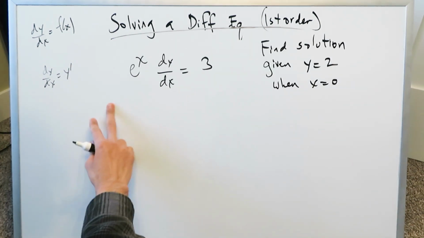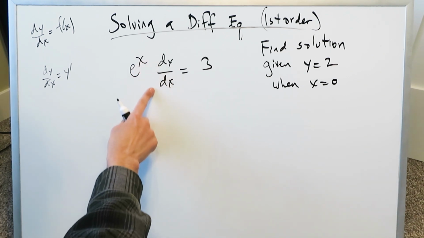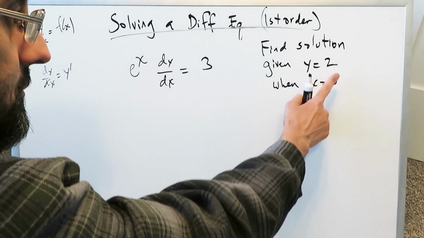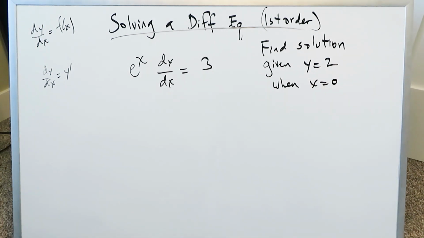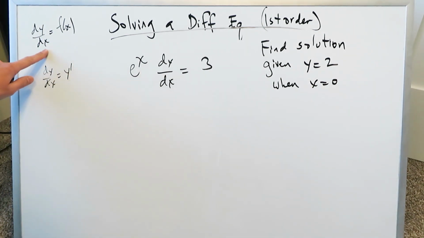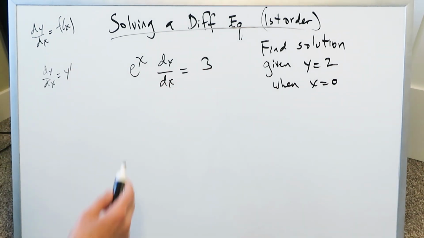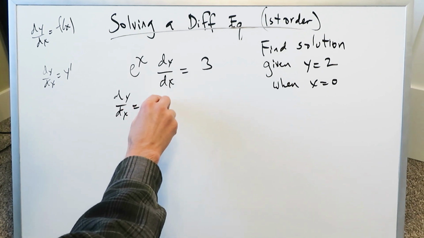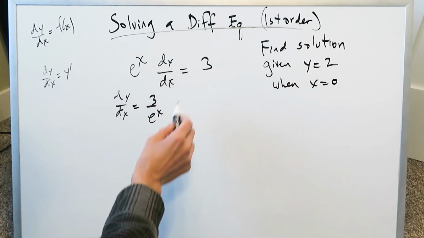We have this differential equation here, first order, e to the x dy over dx is equal to 3. We have to find the solution, given y is equal to 2 when x is equal to 0. How do you go about doing this? First focus on this part right here, then we'll worry about all of that. See if you can convert it into that form, and you can. dy over dx is equal to 3 over e to the x. I just took this on the other side.